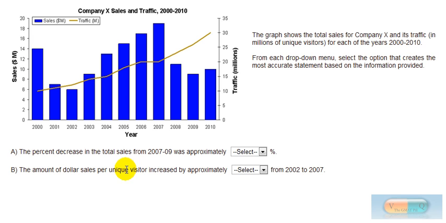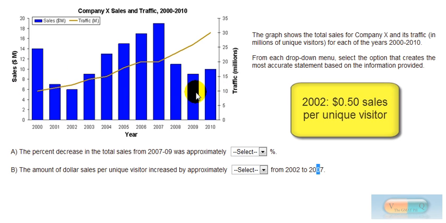The dollar sales per unique visitor increased by approximately X amount from this to this. Alright, so 02, that's this year, to 07, right here. So what was the ratio here? Well, basically the blue bar, you look over to the left, that's 6. 6 divided by, somewhere between 10 and 15, let's say it's 12. So 6 divided by 12, let's say it's like 50 cents. So you start with 50 cents as the dollar sales per unique visitor.